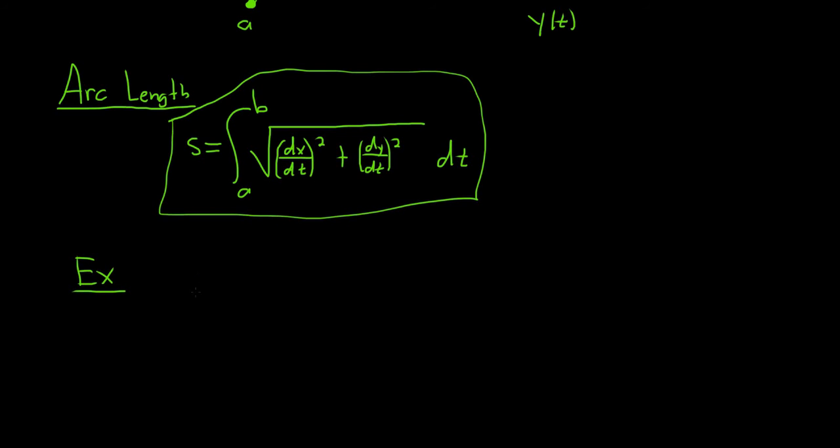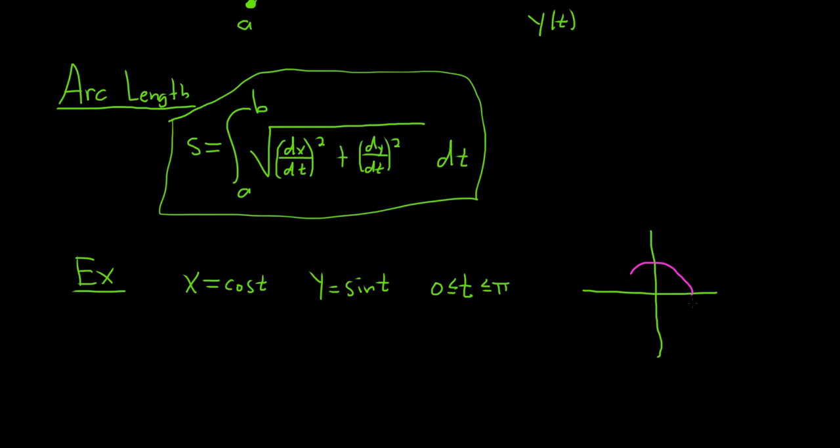So let's say we have x equals cosine of t, y equals sine of t, and t varies between 0 and pi. So these parametric equations give you the unit circle. So basically we're just looking at the top half of the unit circle. We're going from 0 to pi, and it's just giving us this length here.